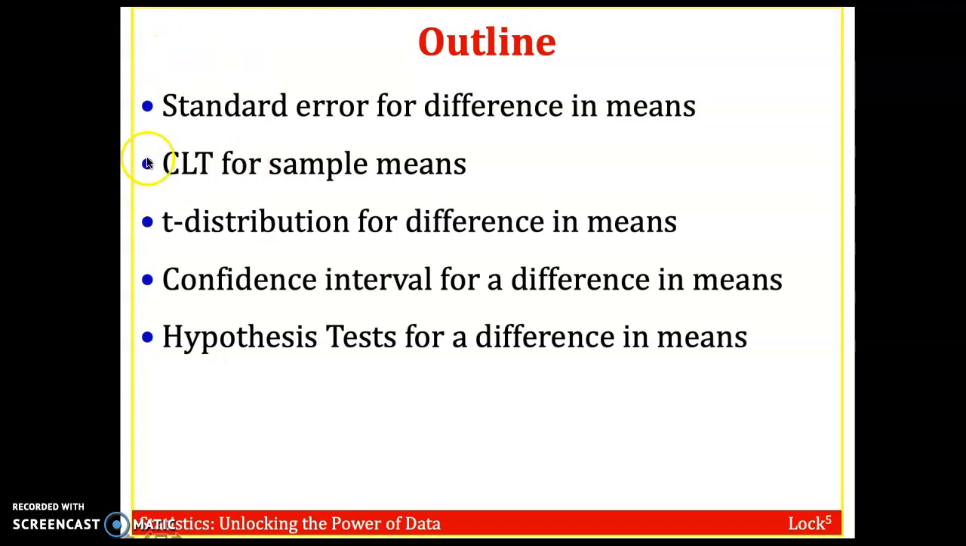All right, so here's our basic setup, and the outline is the same as the rest of the sections in Chapter 6. We're going to look at the standard error and distribution for a difference of means, then the central limit theorem for sample means. We'll often use the t-distribution for a difference of means, and when and how to use it. Then we'll calculate confidence intervals for a difference of means with interpretations, of course, and then do a hypothesis test for a difference in means.